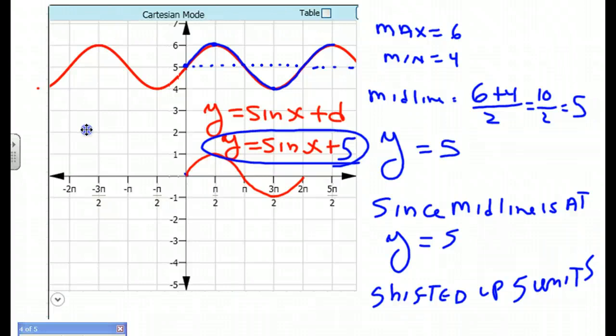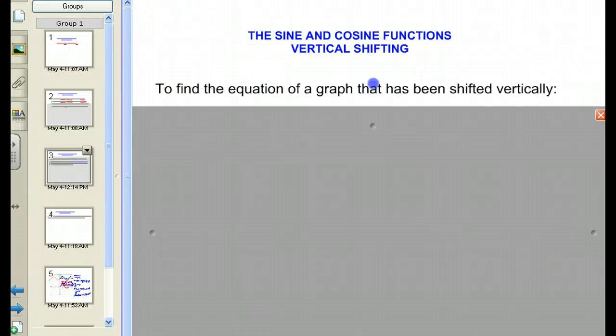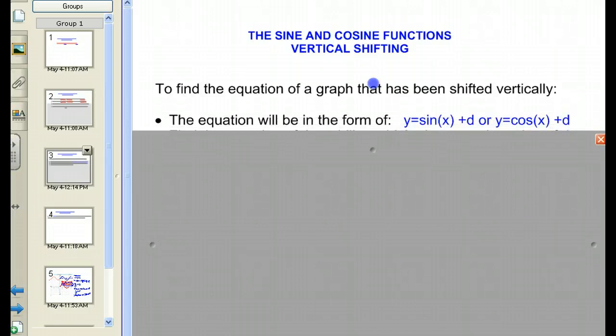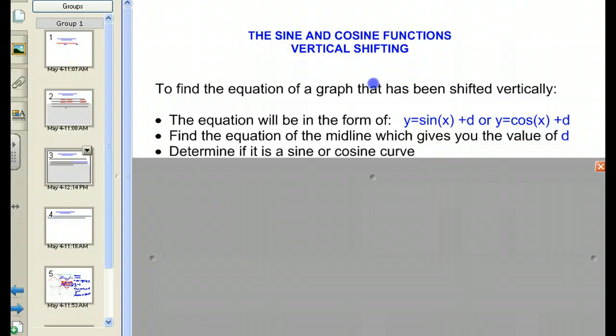So to summarize, to find the equation of a graph that's been shifted vertically, remember that the equation will be in the form of y equals the sine of x plus d, or y equals the cosine of x plus d, where d can be positive or negative. Then next, find the equation of the midline, which will give you the value of d. And then you need to determine if it is a sine or cosine curve. Once you've done that, you're able to find its equation.